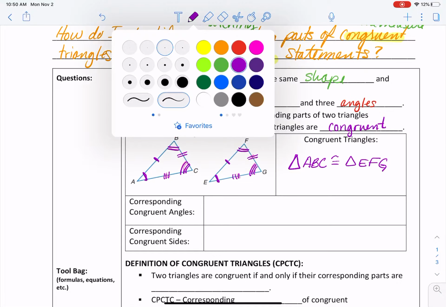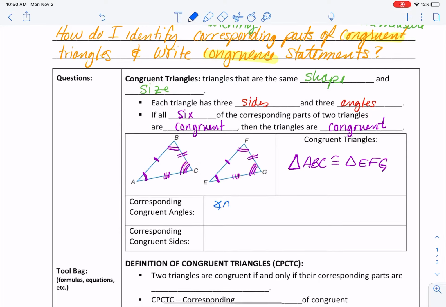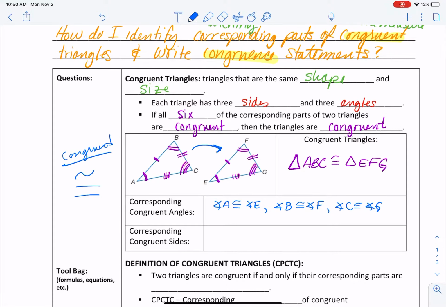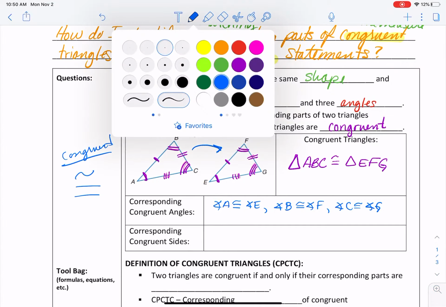We're going to list all of the corresponding parts. I can say that angle A is congruent, and this is the symbol for congruent. It's an equal sign with a squiggle over it. So angle A is congruent to angle E. Angle B is congruent to angle F. And angle C is congruent to angle G. Notice that I went from the left to the right triangle for all of my statements. You want to keep that same order and pattern as we go through this process.